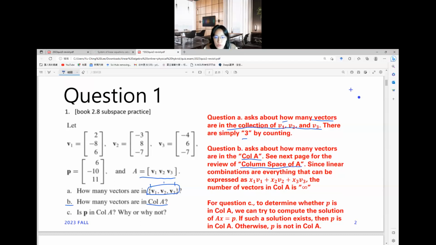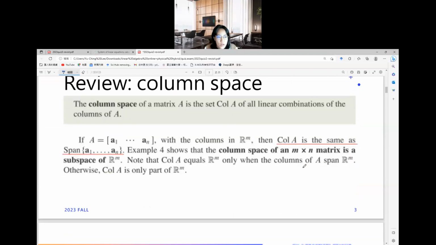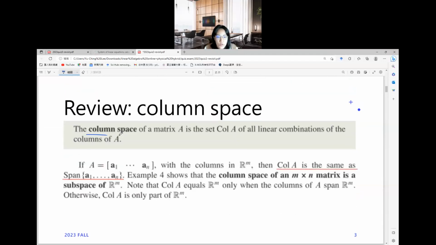So we need to review what the column space of A is. Here is the definition. The column space of matrix A, denoted as Col A, is the collection of all linear combinations of the columns of A. Alternatively, the column space of A is the same as the span of the columns of A. Here the lowercase a1 to an are the n columns of the A matrix.